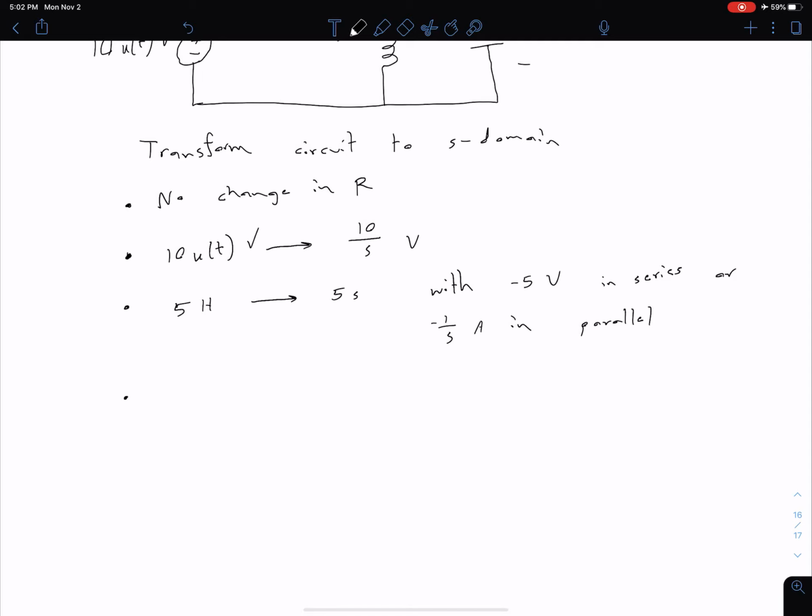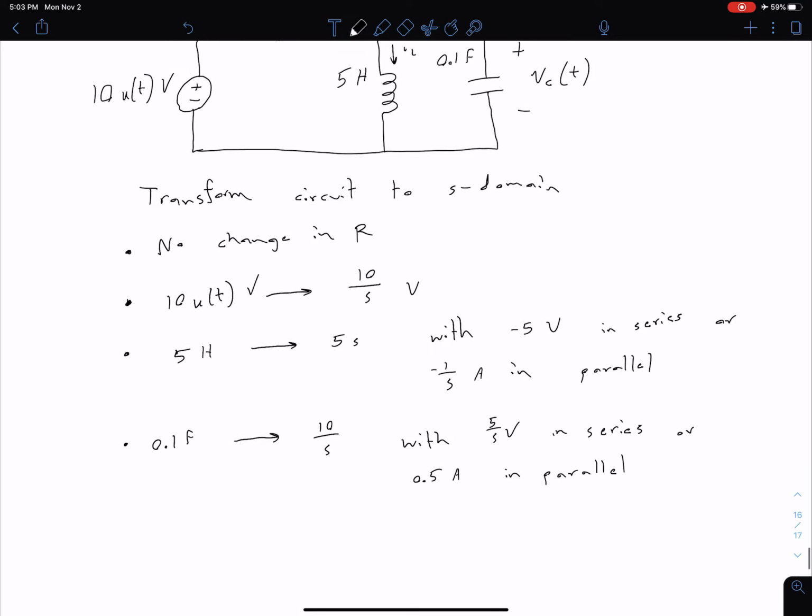Similar options for our capacitor. We have a 0.1 farad capacitor. Our impedance of that is going to be 1/sC, or 10/s. And because we have an initial condition of voltage on that capacitor at t equals 0, we're going to have a source with this as well. We can choose between a 5/s voltage source, which is going to be in series, or a 0.5 amp current source in parallel.